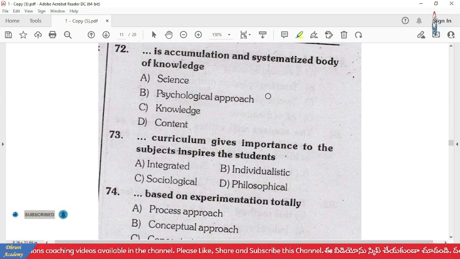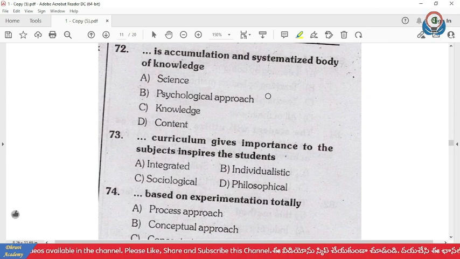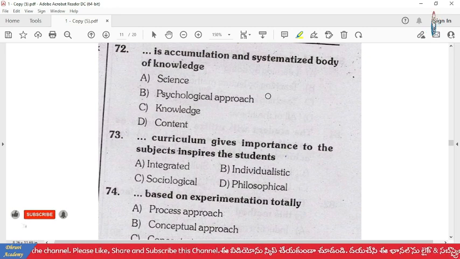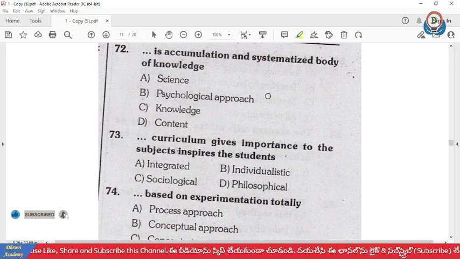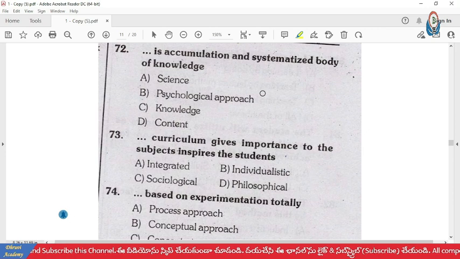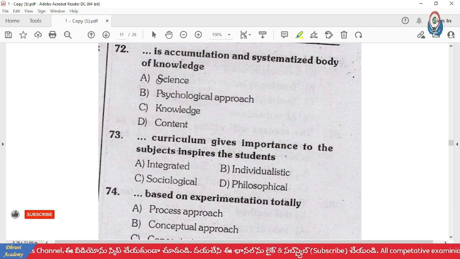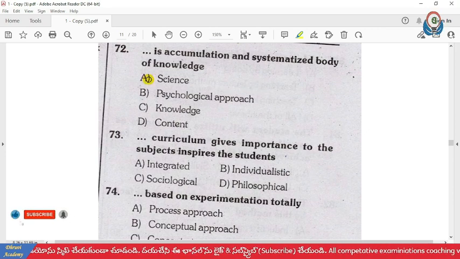Dash is accumulation and systemized body of knowledge. A. Science. B. It's a psychological approach. C. Knowledge, and D. Content. This is the accumulation and systemized body of knowledge. Science is the right answer.